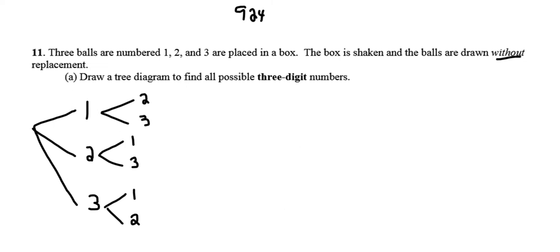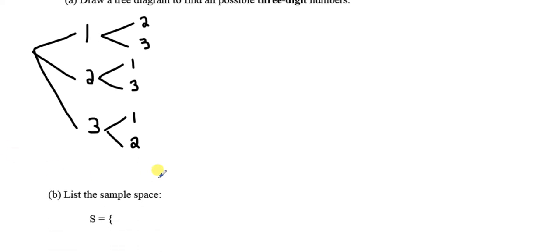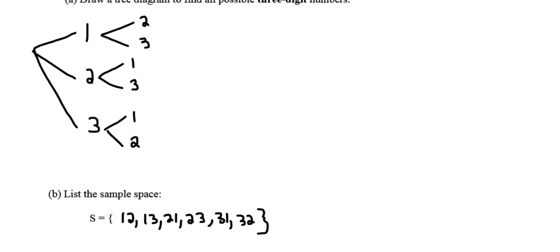So there's your tree diagram. List the sample space. You can get a 1 and then a 2. You can get a 1 and then a 3. You get a 2 and then a 1, 2 and then a 3. A 3 and then a 1, a 3 and then a 2. So once again, sample space is all of the possible outcomes that you can get.